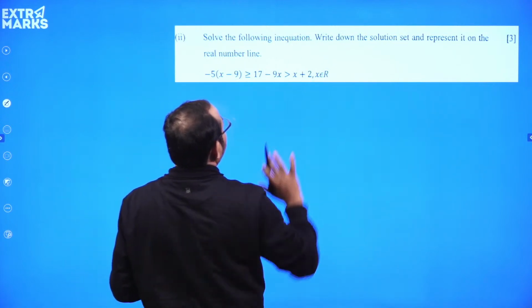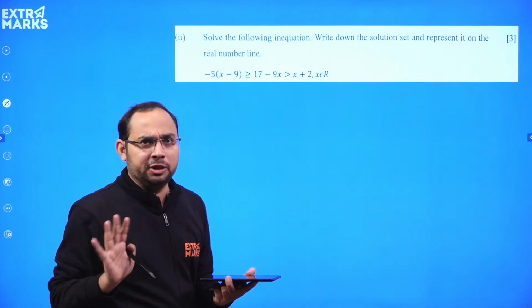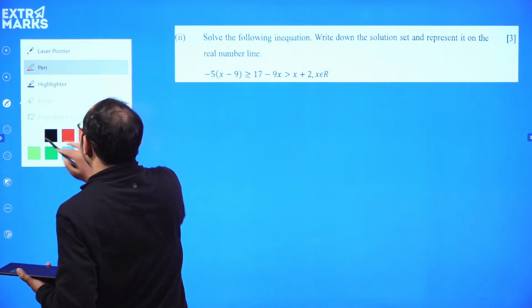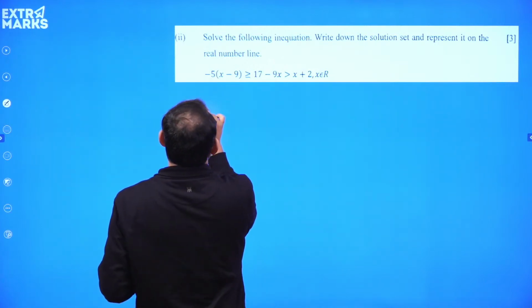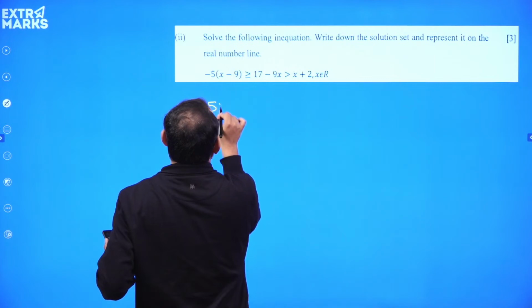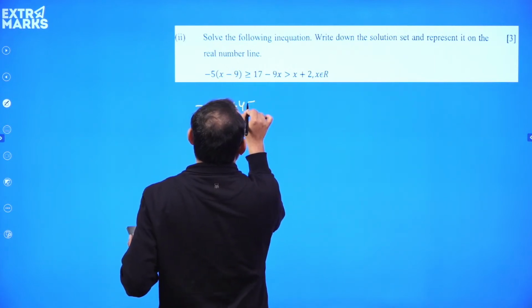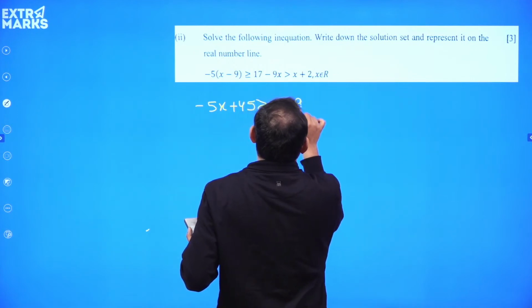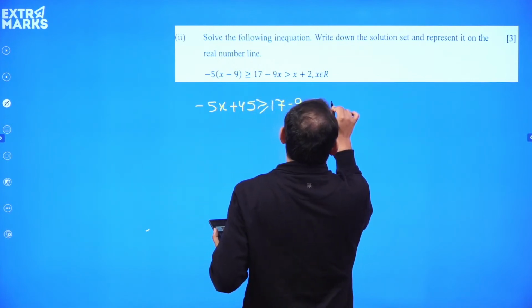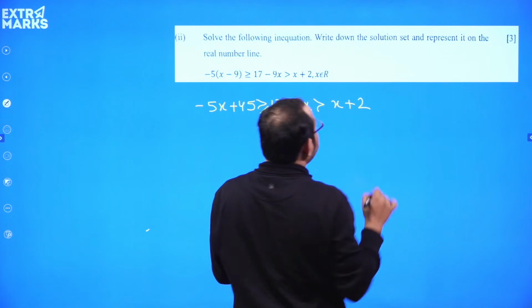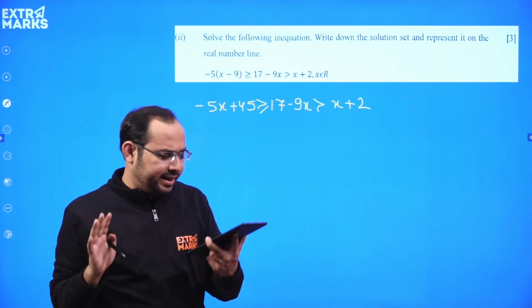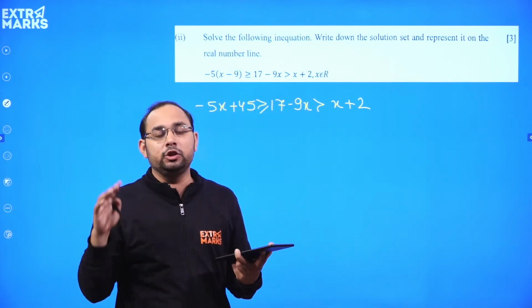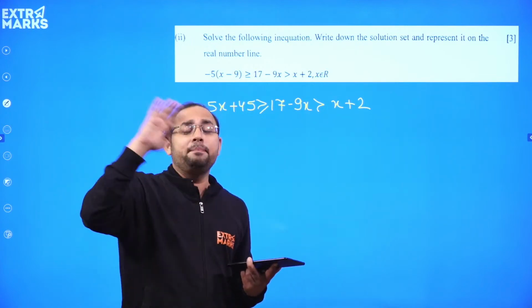सो फर्स्ट ऑफ ऑल लेट्स राइट इट. x बिलोंग्स टू रियल नंबर, सो पहले ही एवरीथिंग इज सॉर्टेड. नाउ आई हैव माइनस 5x प्लस 45, 17 माइनस 9x, x प्लस 2. ठीक है, इसको सॉल्व करना है बहुत तरीके से. इट कैन बी सॉल्व इन मेनी वेज, देयर इज नो वन सिंगल वे टू सॉल्व इट. मेनी वेज कैन बी यूज.